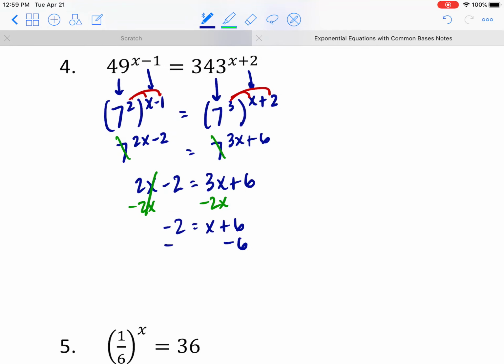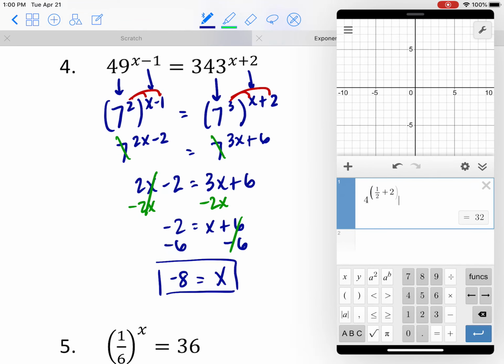And you can move whichever one you want. I'm just going to choose the 2x's. So negative 2 is equal to x plus 6. And now I can subtract over the 6. And that means we have x equal to negative 8 for our answer.